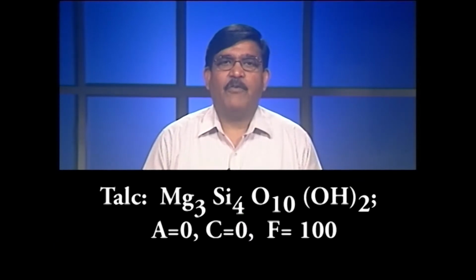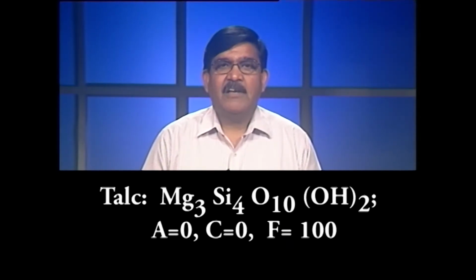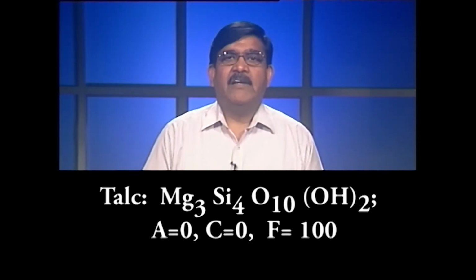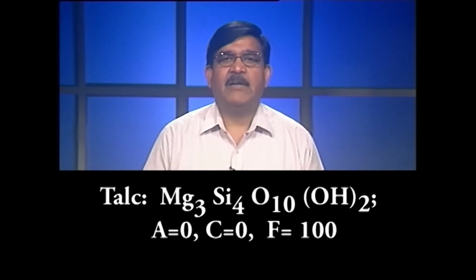Now take up how to calculate the ACF values of some common minerals. For example, talc, the chemical formula is Mg3Si4O10(OH)2. If during calculation we see as per the formula of talc, there is no A, no C, only F is present, that is F equal to thrice MgO. Therefore, the value of A equal to 0, C equal to 0, F equal to 100%.